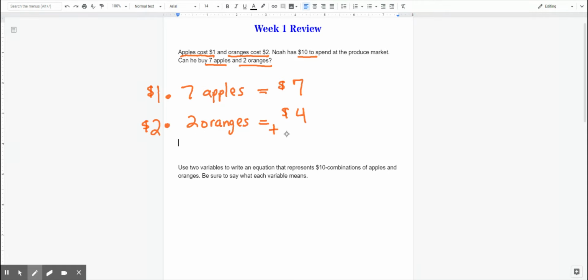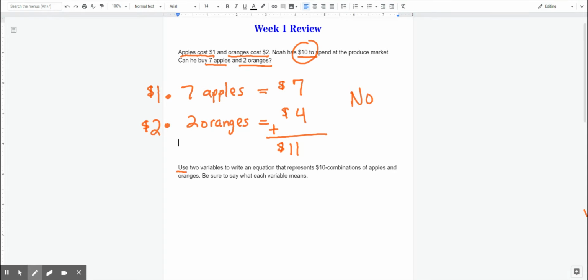When we add $4 and $7 together to get our grand total, we get $11. Well, Noah only has $10 to spend, so can he buy 7 apples and 2 oranges? No, he cannot. Next question.